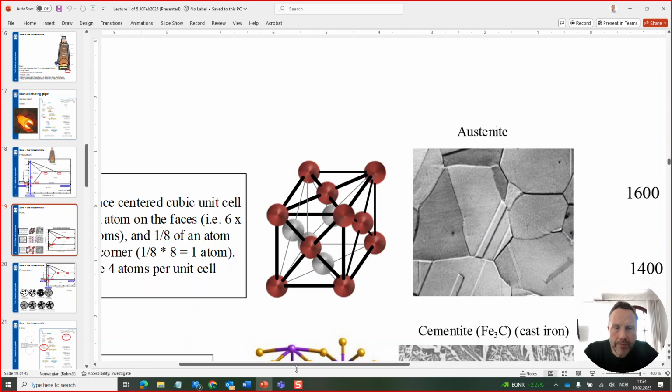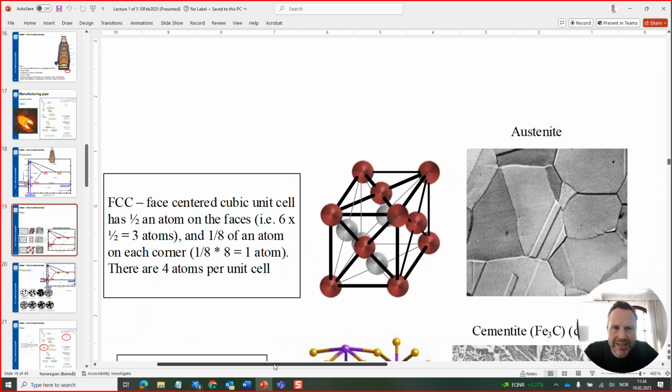Austenite is used, and we will see that in some steel qualities. Typically, some stainless steels would be austenitic. Several of our pipes used in wells, they are austenitic.